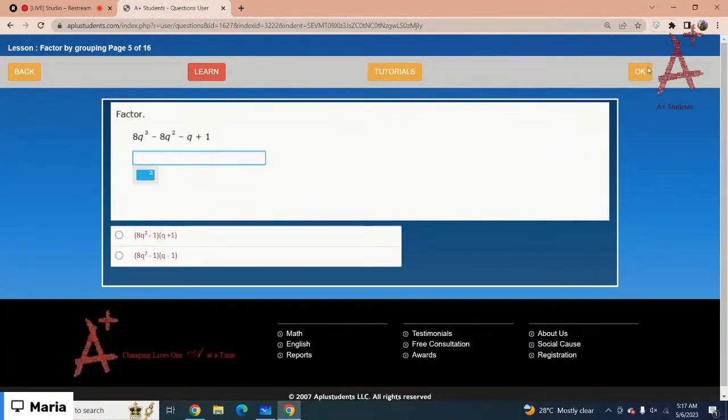Okay, the next one is 8q cubed minus 8q squared minus q plus 1. So you can take common 8q squared, you are left with q minus 1. So it would be the second option, 8q squared minus 1 times q minus 1.